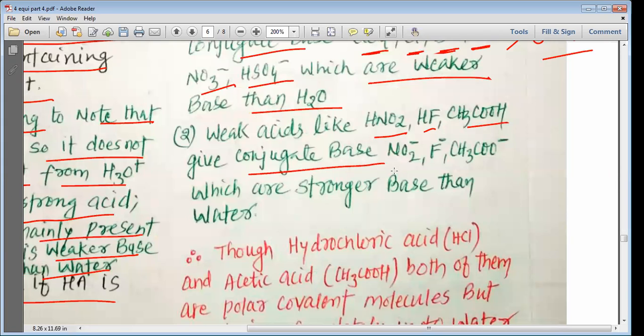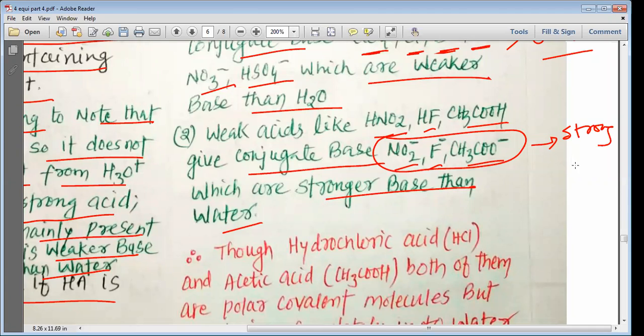Same way, my dear students, if you look into the weak acids like HNO2, HF, CH3COOH, they give conjugate bases NO2 minus, F minus, CH3COO minus, which are stronger bases than water. So these bases like NO2 minus, F minus, and CH3COO minus are stronger bases than water. And that is why we can say that a weak acid will have a strong conjugate base, and a strong acid will have a weak conjugate base. Or we can say that a weak base will have a strong conjugate acid and a strong base will have a weak conjugate acid.